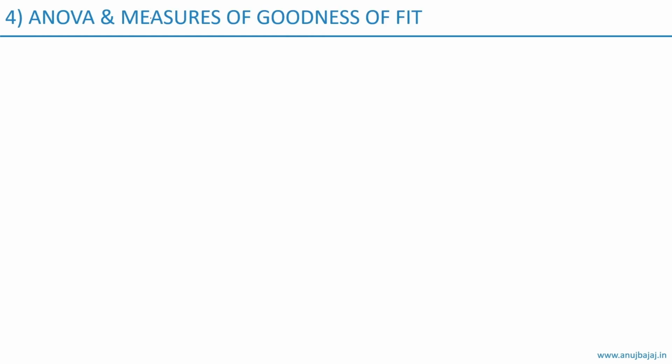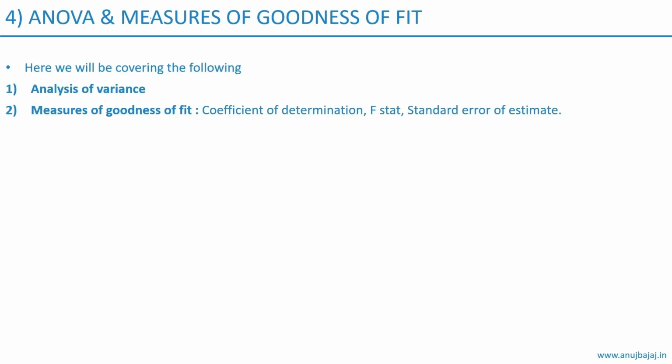After looking at the simple linear regression model and what are the assumptions that the model makes, we move our focus to the following. In this section, we will be covering the analysis of variance and the measures of goodness of fit. Under measures of goodness of fit, we will be looking at three main measures: the coefficient of determination, the F statistic, and the standard error of estimate.